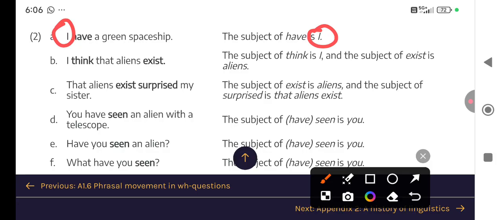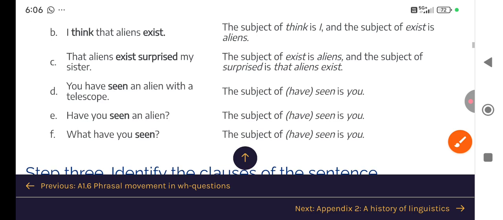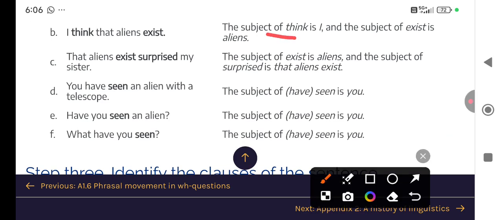I have a green spaceship. So this is the subject, I. The subject of think, think is a verb, right? In the next sentence, the subject of think is I, this is the subject, and the subject of exists, this is another verb, is aliens.